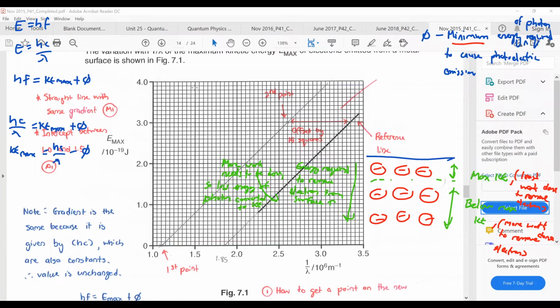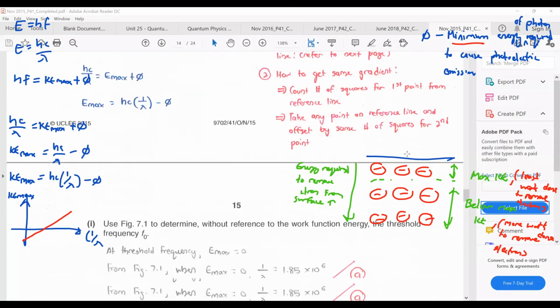Okay. So the graph that you have here is Emax versus 1 over lambda, which is actually KE max against 1 over lambda. You still expect to see the same graph, a straight line graph like this. This one is hc times 1 over lambda minus phi. This is KE max. So you expect to see this graph. Okay, so that's what you need to do.